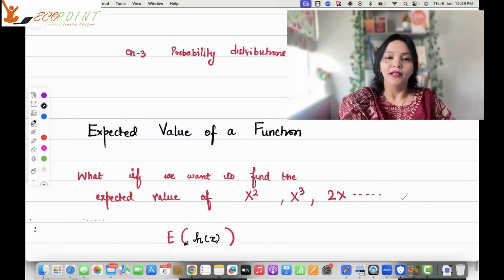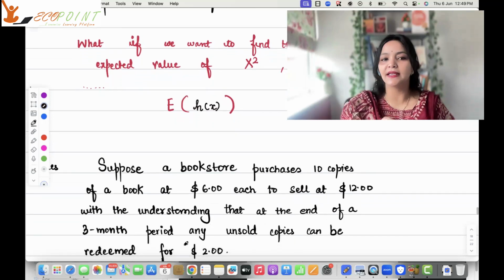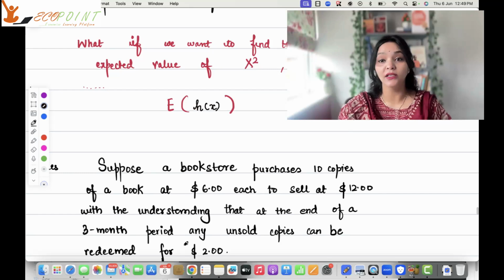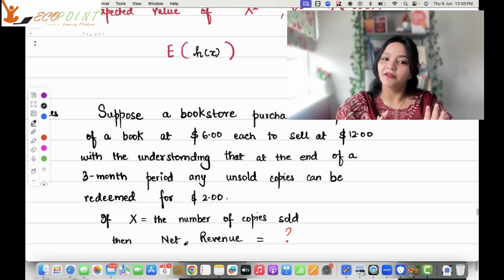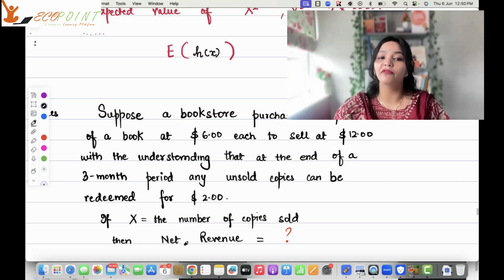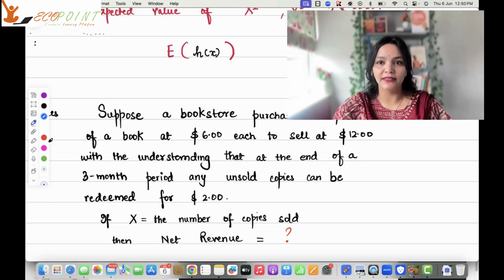Okay, let's understand this through an example. Suppose a bookstore purchases 10 copies of a book at $6 each to sell at $12, with the understanding that at the end of a 3-month period, any unsold copies can be redeemed for $2. If X is the number of copies sold, my first question to you guys, what will be the net revenue? Think about it. Pause and write it down wherever you are noting.